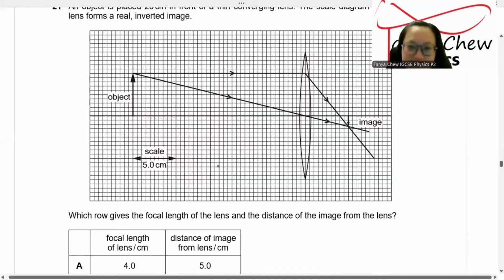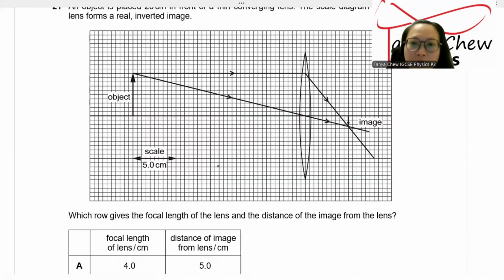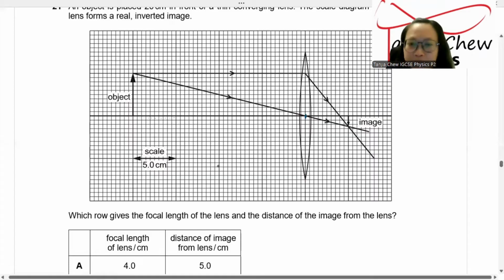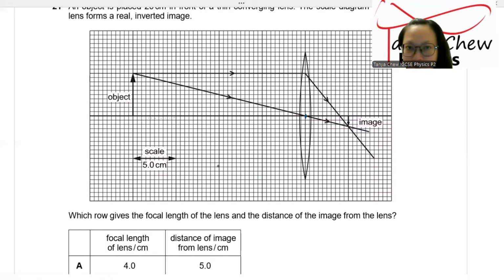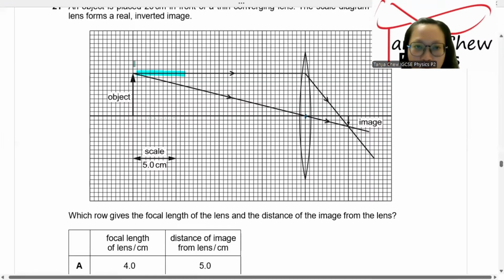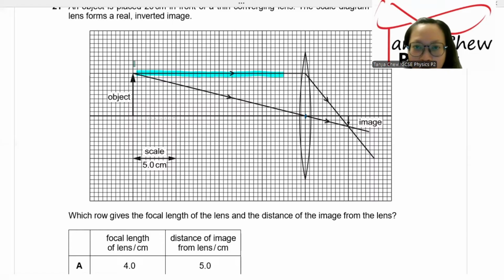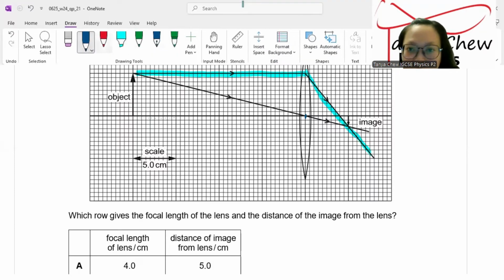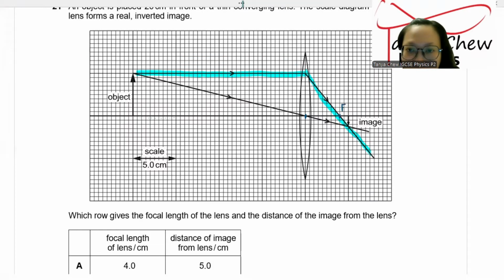Focal length is the distance between the center of the lens to its principal focus. So I want you to pay special attention to ray number 1, the one that I highlighted here. Any ray that is horizontal, coming from the object before passing through the lens, would be refracted at the principal focus. So this is actually the principal focus right here. This is called principal focus.